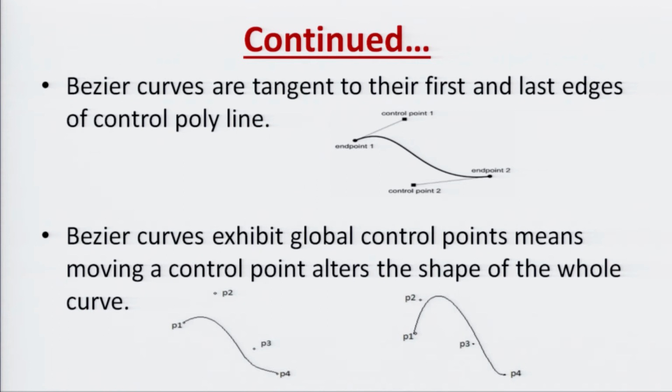Next, the Bezier curve exhibits global control points, meaning that moving a control point alters the shape of the whole curve. Here we can see in the example that P2 is responsible for changing the shape of the curve. We have changed the position of P2 and we can see that the curve changes. So, these are global control points. If we change a control point, then the curve changes.